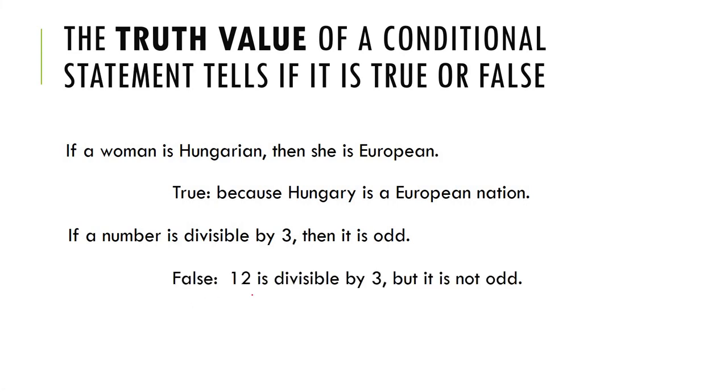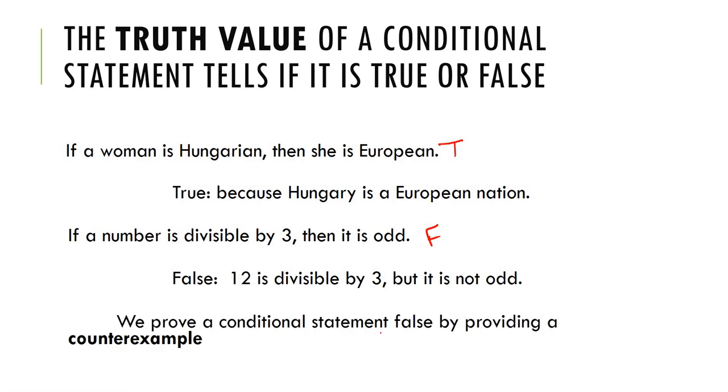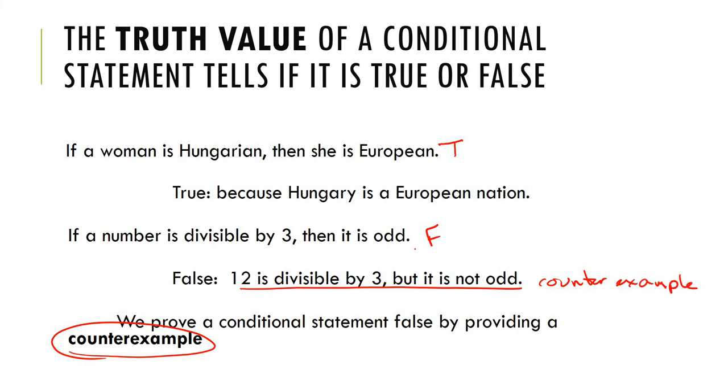So hopefully you figured out that this is false. One example I gave was that 12 is divisible by 3, but it is not odd. So therefore, if a number is divisible by 3, it is not necessarily odd. We cannot say that this is a true statement. So this is a true conditional. This is a false conditional. We prove a conditional statement false by providing a counterexample, and that's what I did here. This is a counterexample. It's an example that shows that the conditional is not always true.